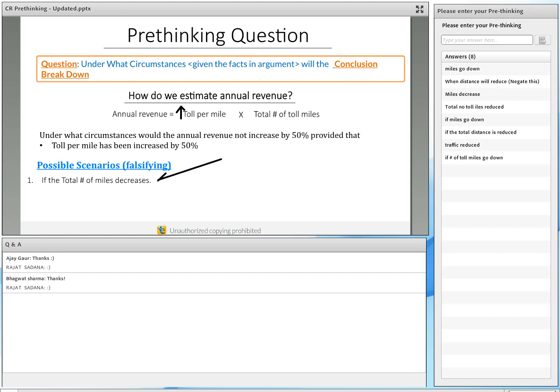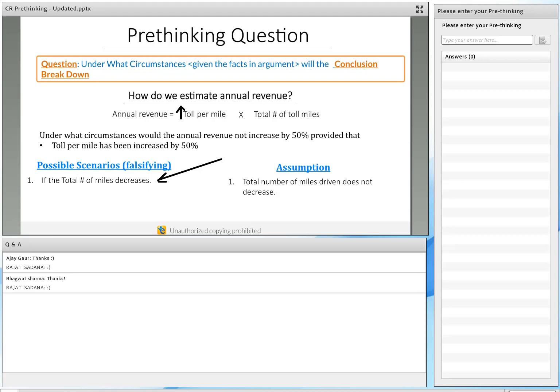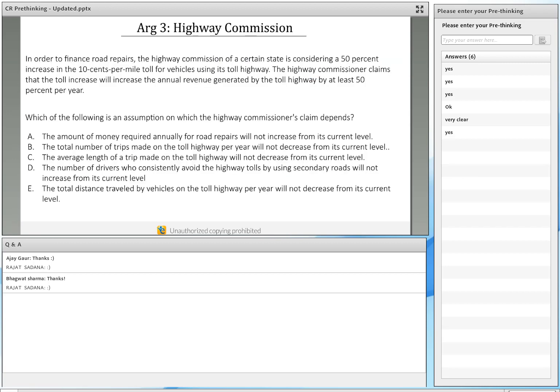So the only falsification scenario is if the total number of miles decreases. Okay, so the assumption is that the total number of miles driven does not decrease. That's it. Is that clear? Just look at this once again, and then I'm going to look at every answer choice.